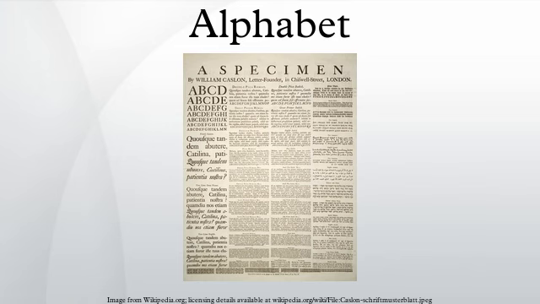A language may represent the same phoneme with two or more different letters or combinations of letters. An example is modern Greek, which may write the phoneme I in six different ways.